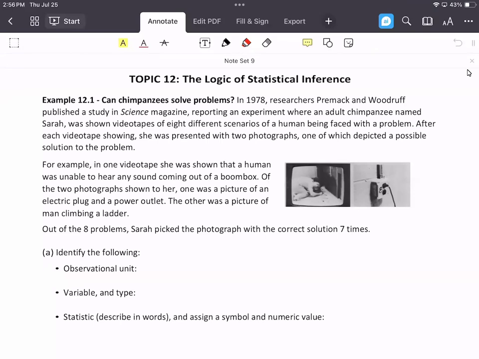Now, in this case in particular, we're going to look at a specific chimp. So in 1978, there was a study done and it was published in Science magazine, which is very well respected. We can assume it was a well-designed study. It reported an experiment where an adult chimpanzee named Sarah was shown videotapes of 8 different scenarios of a human being faced with a problem. After each videotape was shown, she was presented with 2 photographs, one of which depicted a possible solution. So here it's a little hard to see, but I'll blow it up.